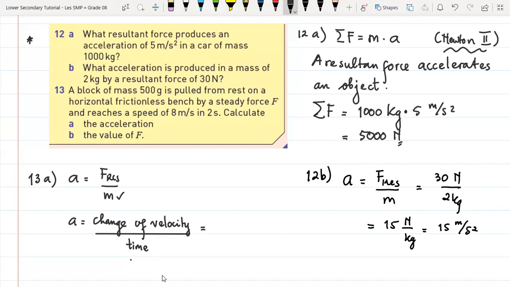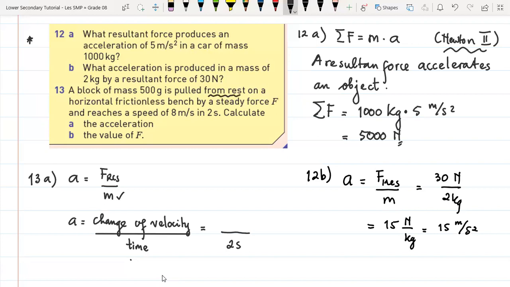Sergio? 16. How do you know 16? Because 8 times 2 is 16. No, be careful. The time is 2. The time is the denominator, which is 2 seconds here. And then read it very carefully. Can you read again? From?